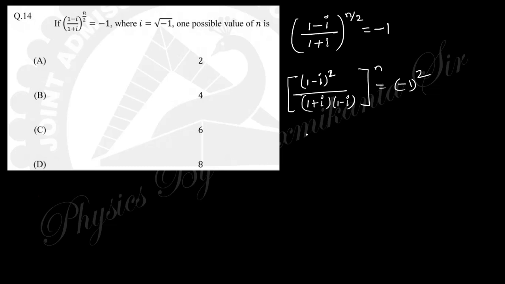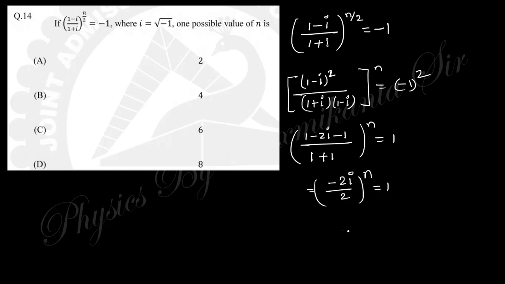So this gives you 1 minus 2 iota plus iota square, that is minus 1, and in the denominator 1 minus iota square, that is plus 1, whole to the power n equals 1. So this gives you minus 2 iota divided by 2, whole to the power n equals 1. So minus iota whole to the power n equals 1. Now put the options.